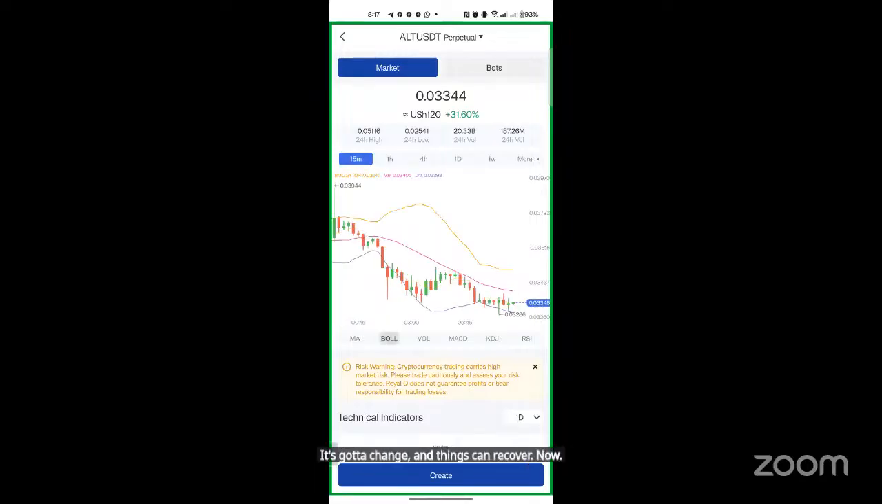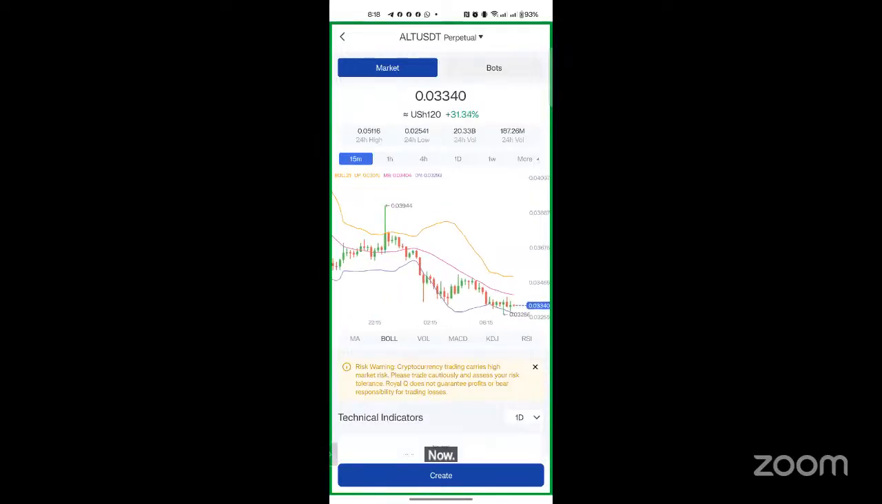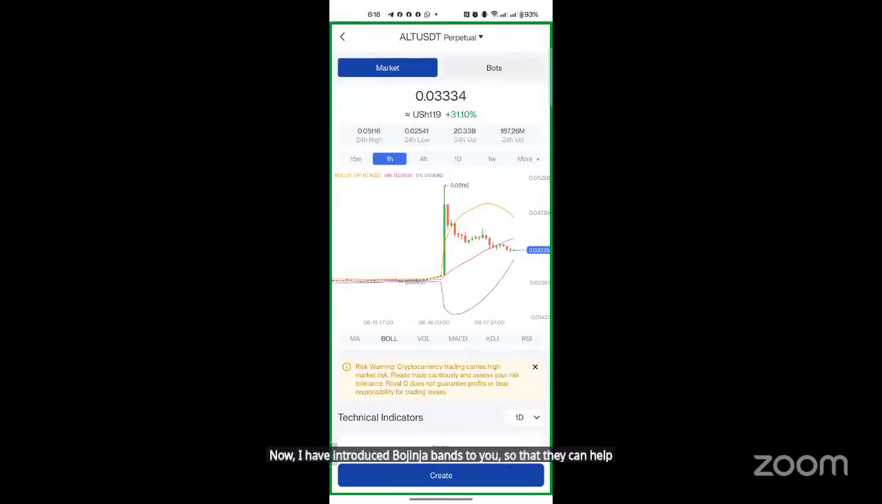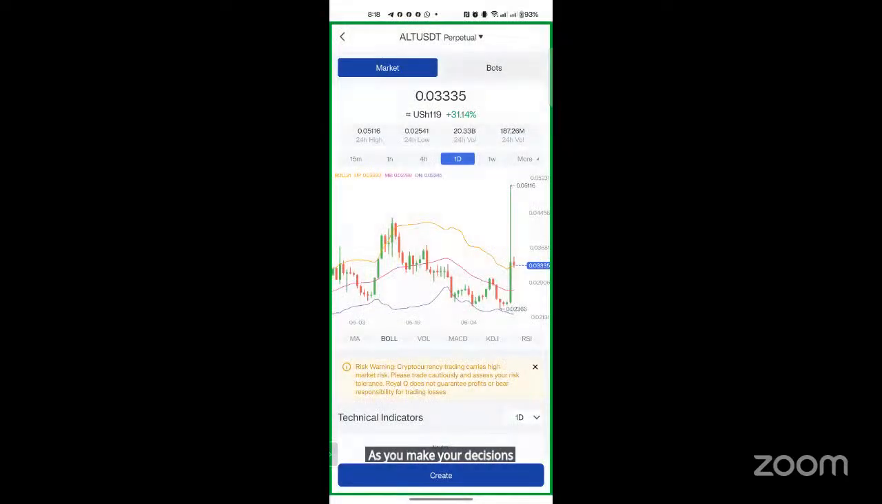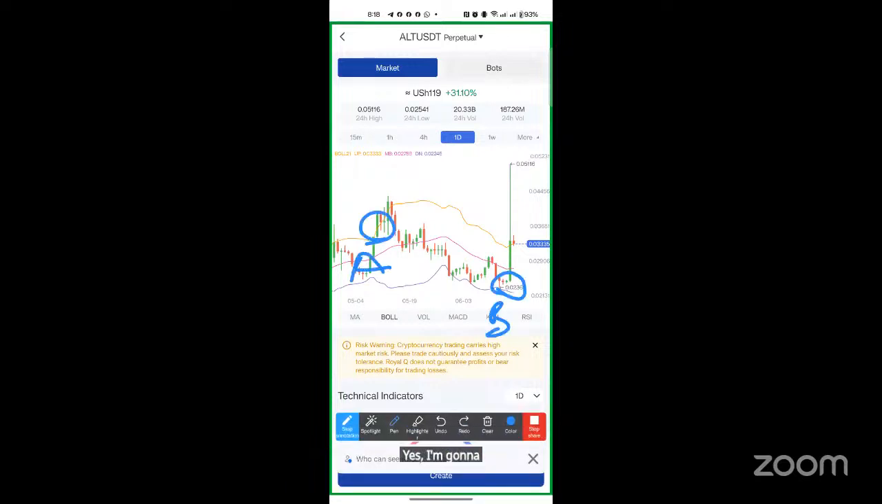Now, let me touch on these Bollinger Bands and then I call it a day. I have introduced Bollinger Bands to you so that they can help you make your decisions very well, okay? Let me start in 1 day. I'm going to talk about them so that you can always move from here to here and get a good insight. We have 3 lines. We have a line up, called the upper band. We have a middle line, which is usually a 20 moving average. And we have a lower line.